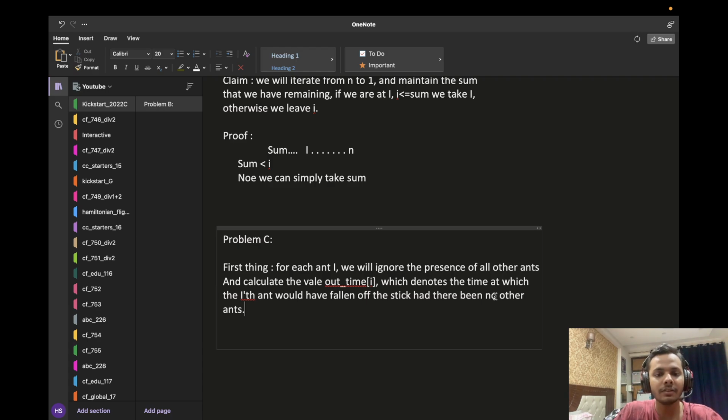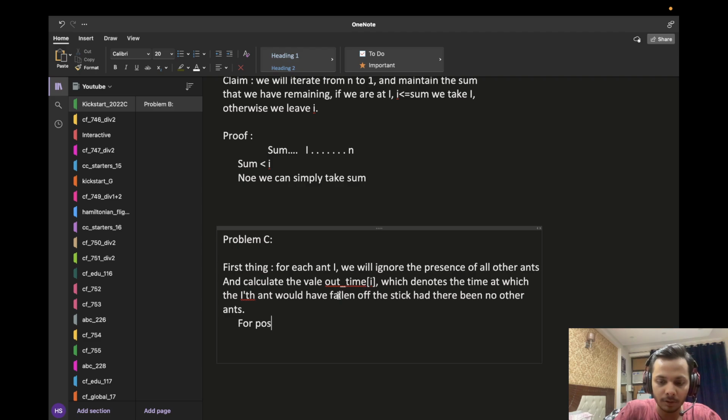So we will calculate this value. How to calculate this value? Now this is very simple. If the ant is currently facing to the left and there is no other ant, then let's say its position is x, then it will fall out exactly at t equals x, right? And similarly, if an ant is facing to the right and there are no other ants present, then it will fall out at exactly t equals L minus x, right?